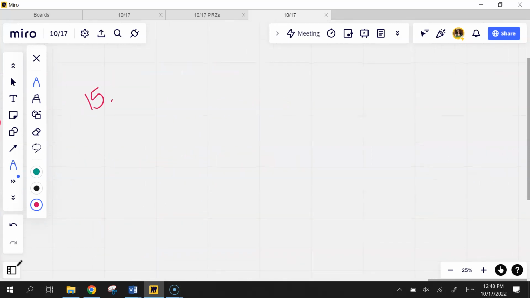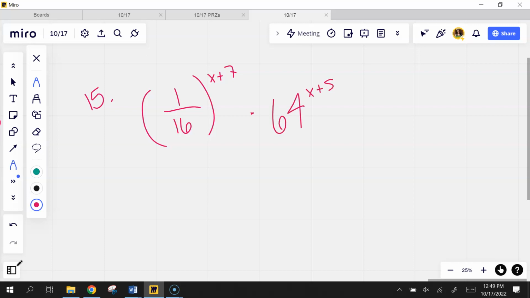All right, 15, we get a little bit harder now. First thing I want to do is determine what base I'm going to use for these. 4. I was going to say my problem with 4 is there's nothing I can raise 4 to get 32. I have to use 2. That's exactly right. I have to use 2.